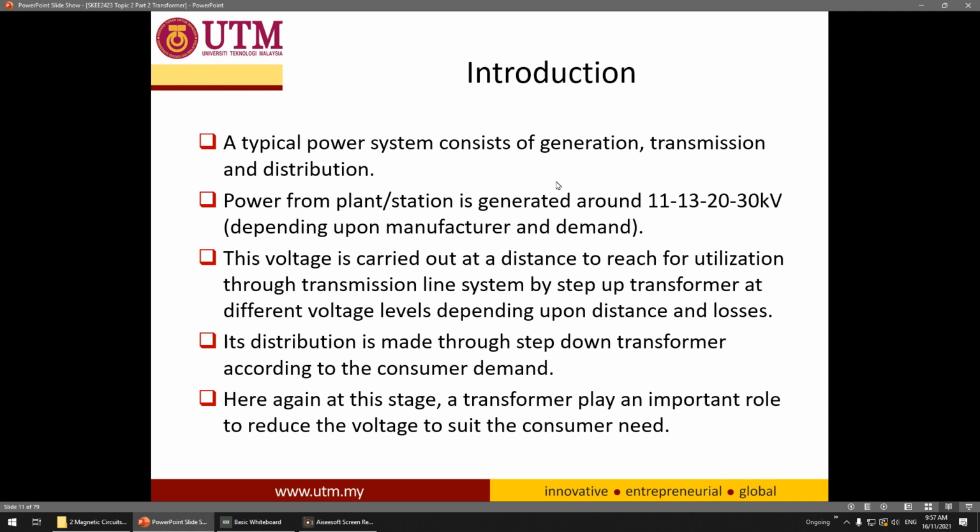This one I already explained. A power plant station generates around 11, 13, 20 to 30 kV depending on the manufacturer. Generation voltage usually varies around kilovolts. The voltage is carried over a distance to reach utilization through the transmission line by a step up transformer at different voltage levels, depending on the distance and losses.